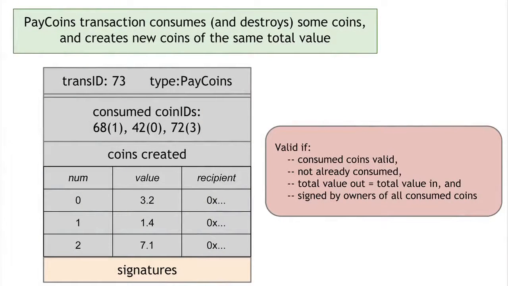The second kind of transaction we're going to talk about is a pay coins transaction. And this is a transaction that consumes some coins and destroys them and creates new coins of the same total value, but which might belong to different people.